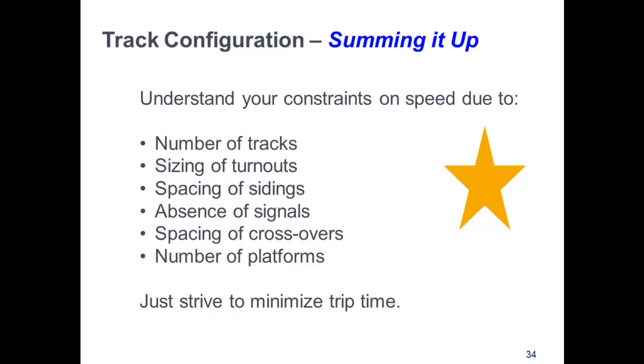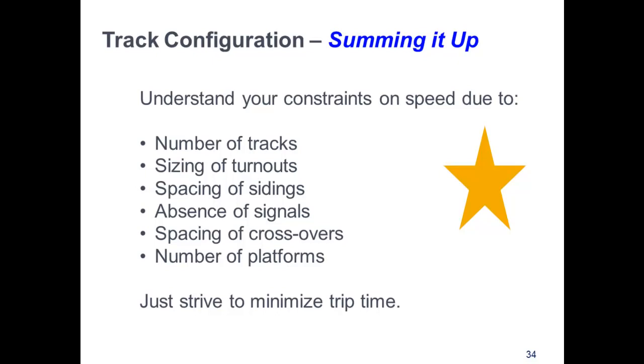I get it. So it's having realistic expectations, making the changes that one can make, and making the most out of the latent capacity that already exists. Absolutely. You have to understand your constraints on speeds are due to numbers of tracks, size of turnout, spacing of sidings or crossovers, junctions, absence of signals on double track main line on passing tracks, spacing of the crossovers, number of platforms at stations, etc.